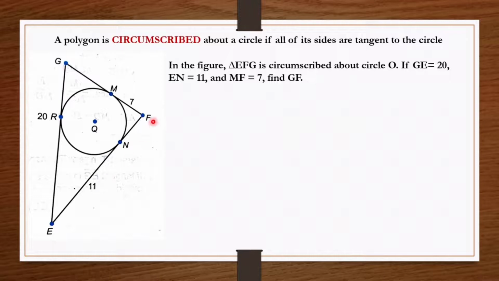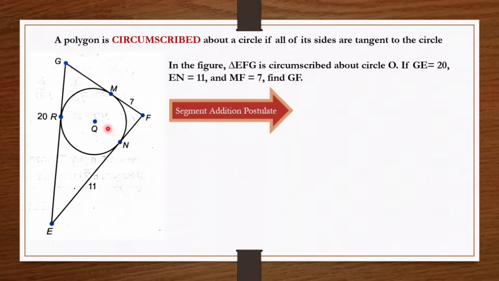And MF, ito lang din ha, MF, M lang hanggang F, is equal to 7. So, you are asked to find the whole GF. Okay? So, let us try to analyze this problem about circle Q. Okay. So, again, we will be using the segment addition postulate.